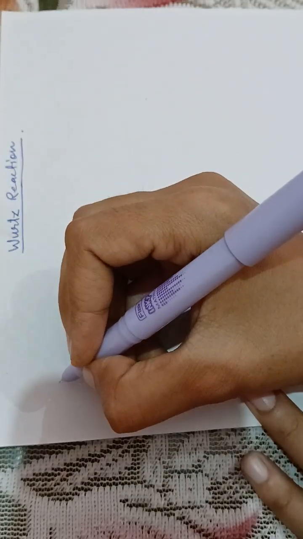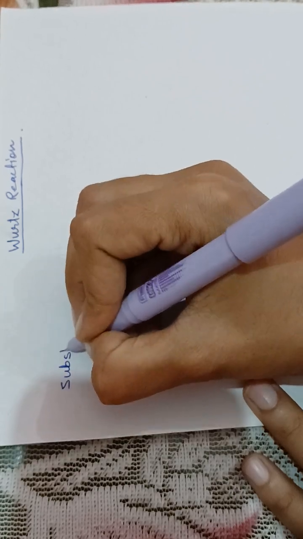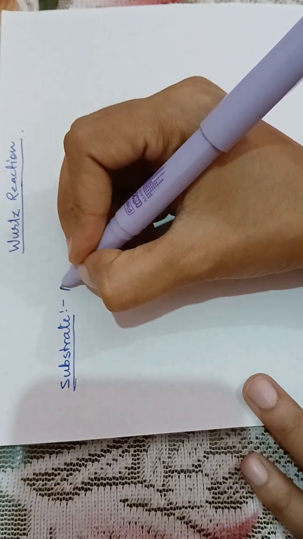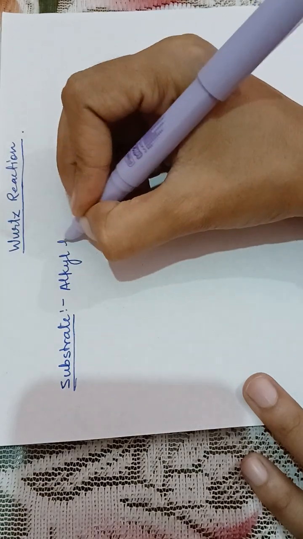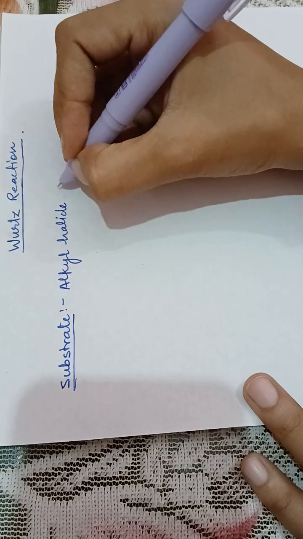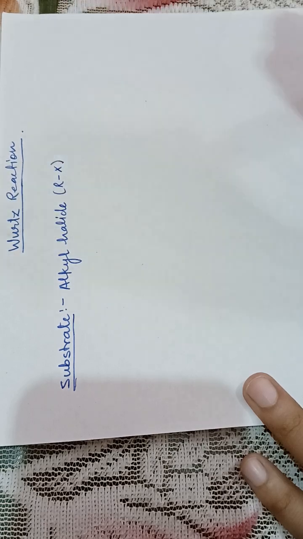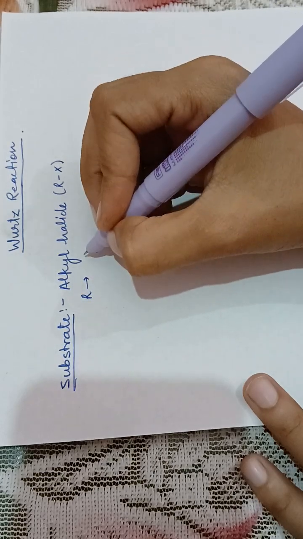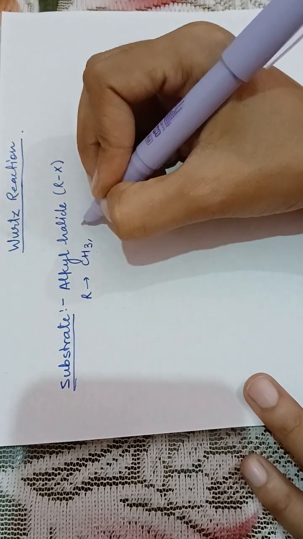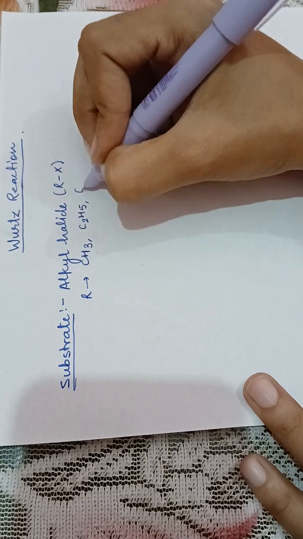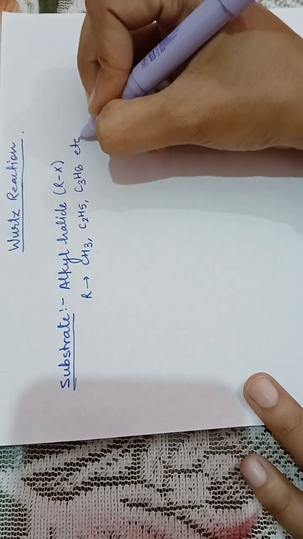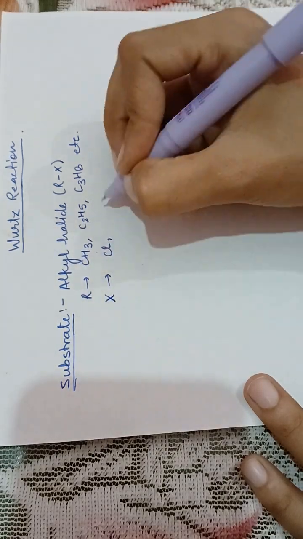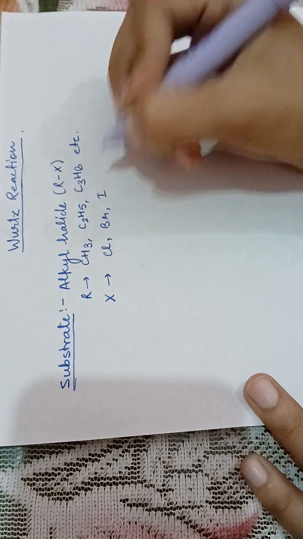one reactant works as a substrate, which is alkyl halide. Alkyl halide means RX. Now what is the meaning of RX? R means any hydrocarbon or any alkyl group, CH3, C2H5, C3H8, etc. And what is the meaning of X? X means any halogen like chlorine, bromine and iodine.